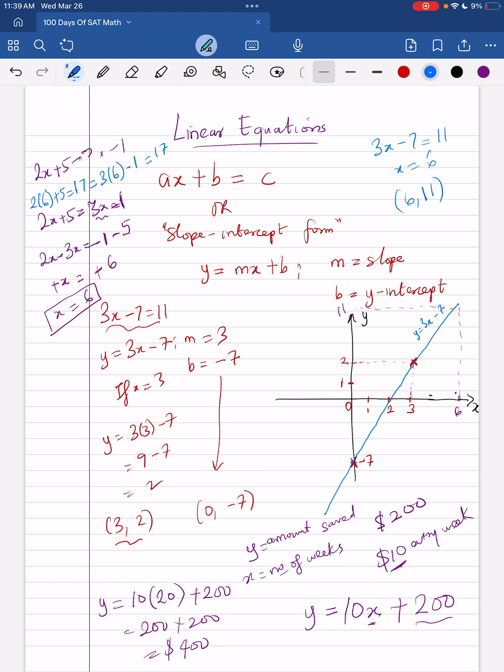All right, so today we discuss linear equations, what they are, how they can be represented on a graph, how to solve them, and how to identify slope and y-intercept, and also real-life applications of linear equations.